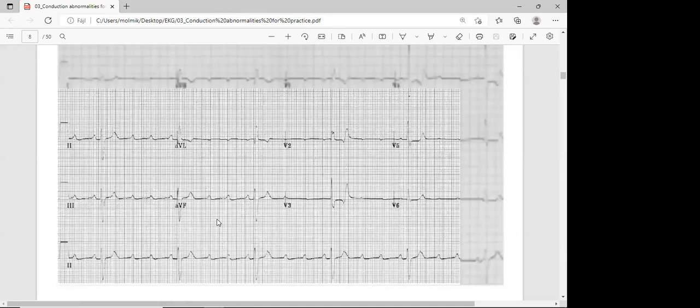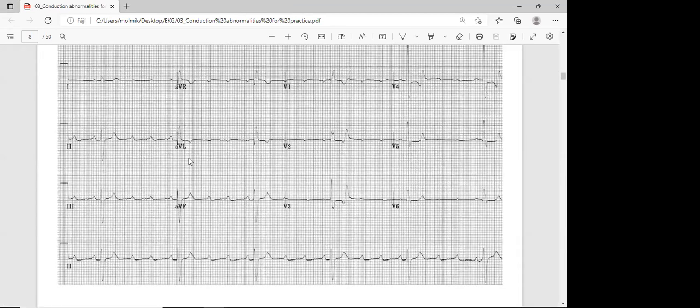And what was the axis? The axis was almost -90, -60 to -90. So we have two diagnoses here. We have a right bundle branch block and a left posterior hemiblock. So we have a bifascicular block and a high degree AV block. Wow.